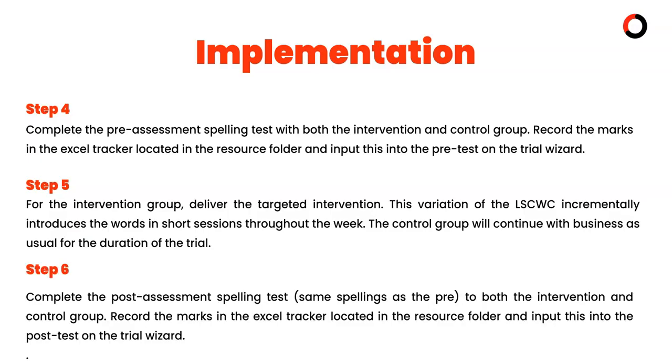In step 6, complete the post-assessment spelling test at the end of the 6 weeks, and this will be the same as the pre, to both the intervention and control groups. Record the marks in the Excel tracker and then input these into the post-test on the trial wizard. If you then complete the process evaluation, which is a quick survey, and then click Analyze, it will generate an impact report so you can find out how the intervention has worked.